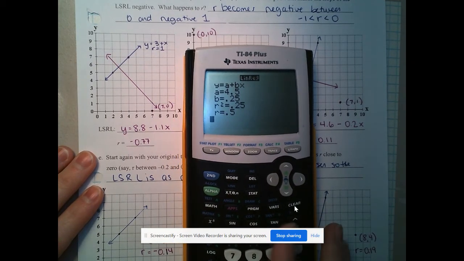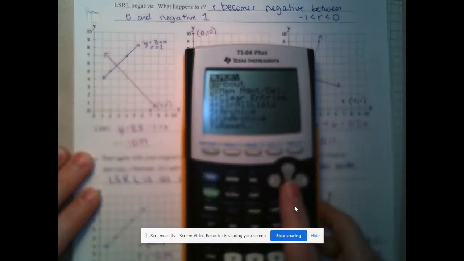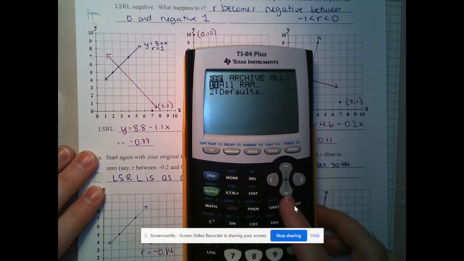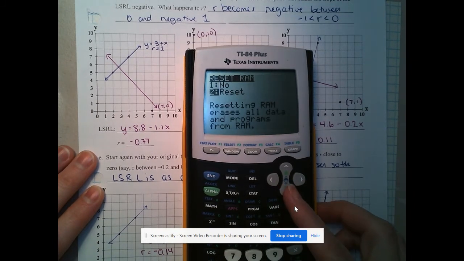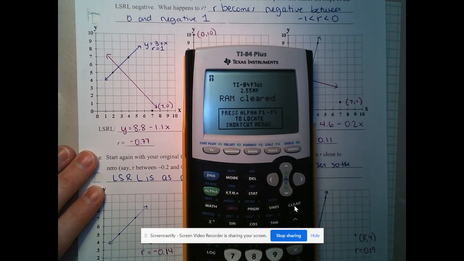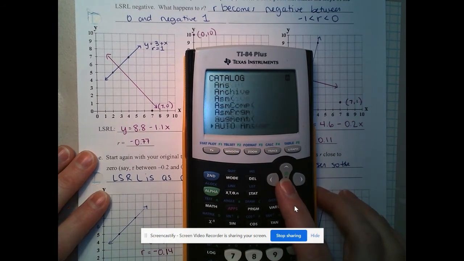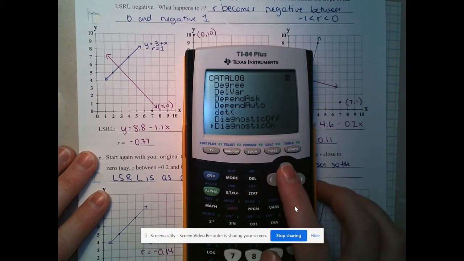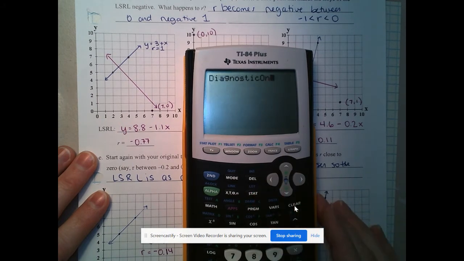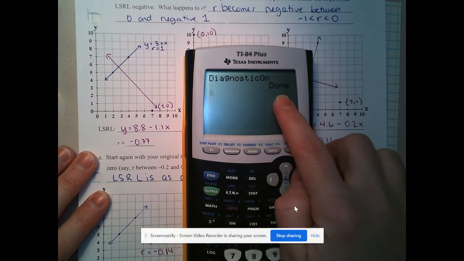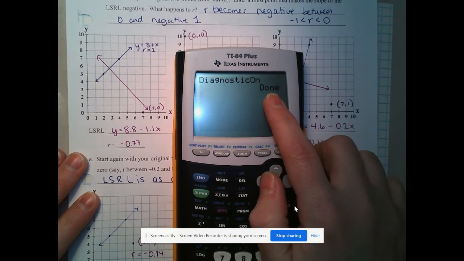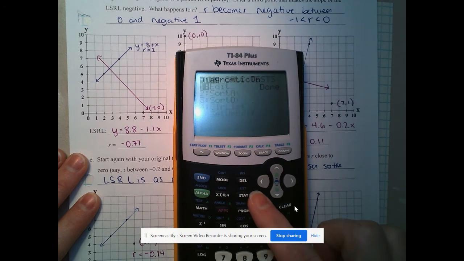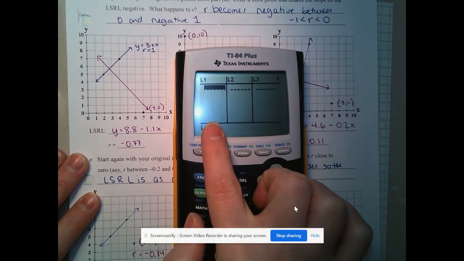So same thing I always do. I'm going to go second memory. I'm going to go down and reset my memory. I'm going to reset all of the RAM. And once I've done that, I'm going to go second catalog, and I'm going to turn my diagnostics on. And I'm going to substitute into the table. I want to make sure it says done, right? I don't just want to get diagnostics on. I want to make sure it's done. I'm going to press stat and edit. I've got a nice clean table.